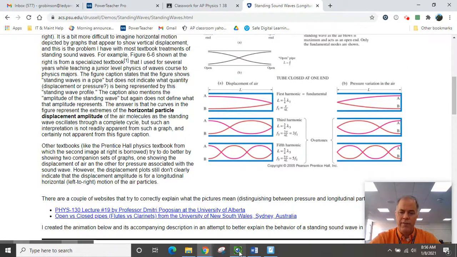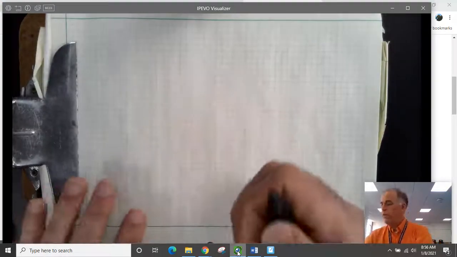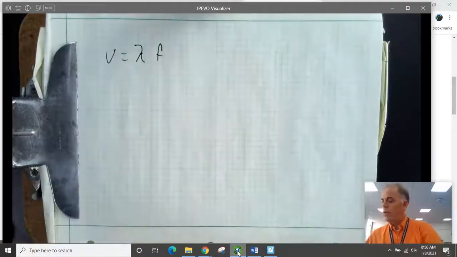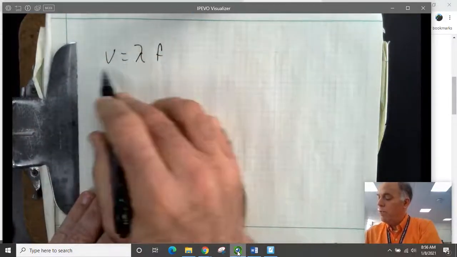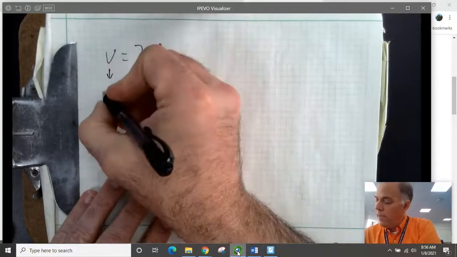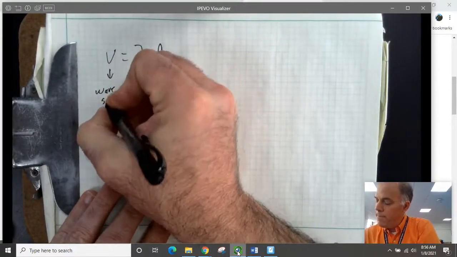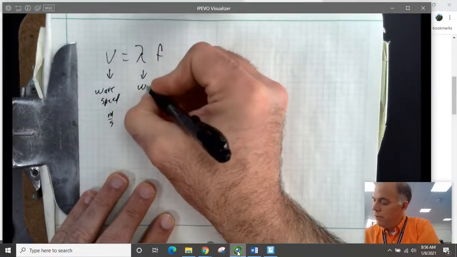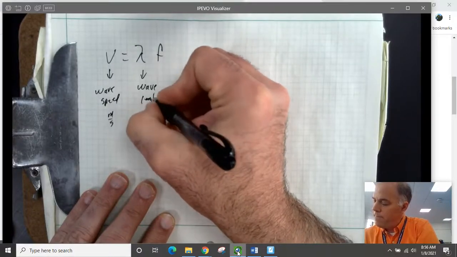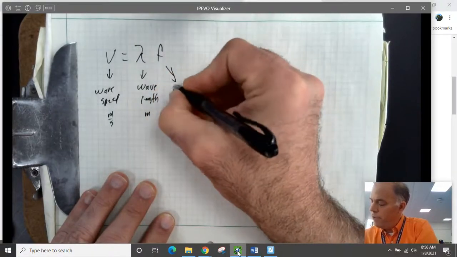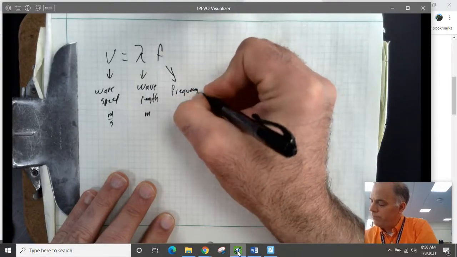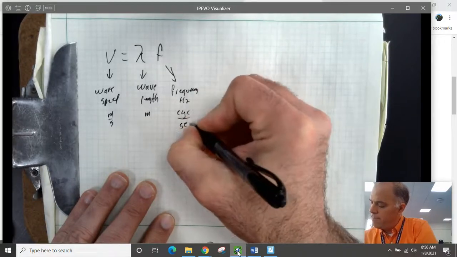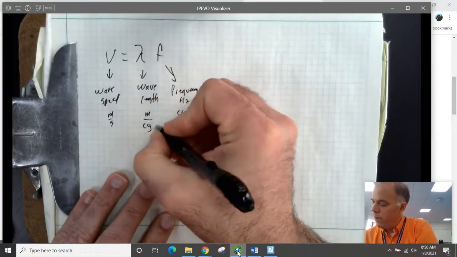So why do we care about this stuff? Because we're going to use the wave equation, which, as you know from doing your review packet, is an important thing that you have to know. So V equals lambda F, that is our wave equation. V is the wave speed in meters per second. Lambda is the wavelength in meters, and F is the frequency of the wave in hertz, which is cycles per second. Okay, and really the wavelength is meters per cycle.